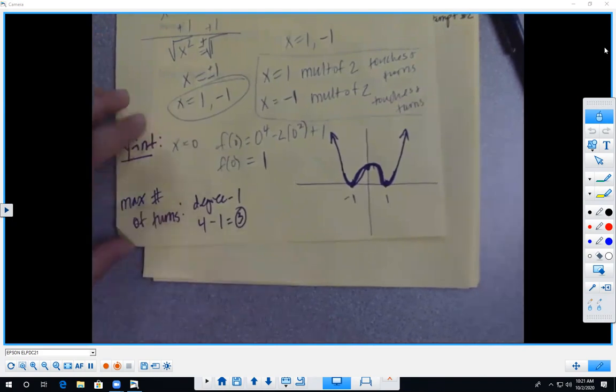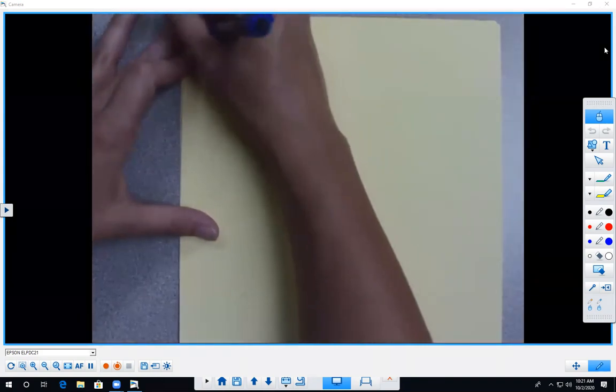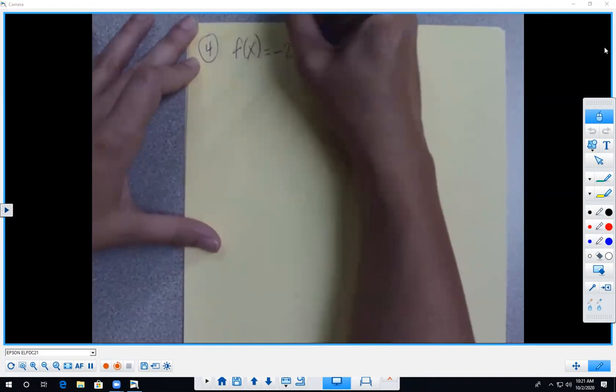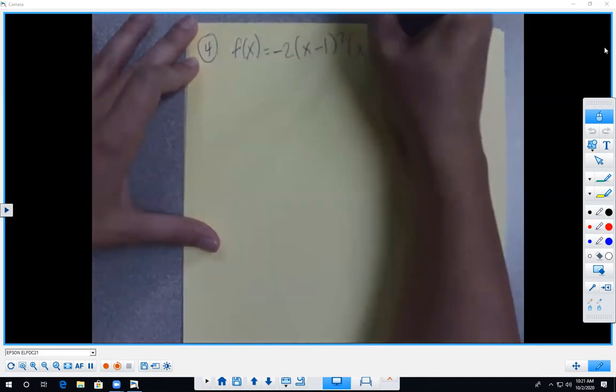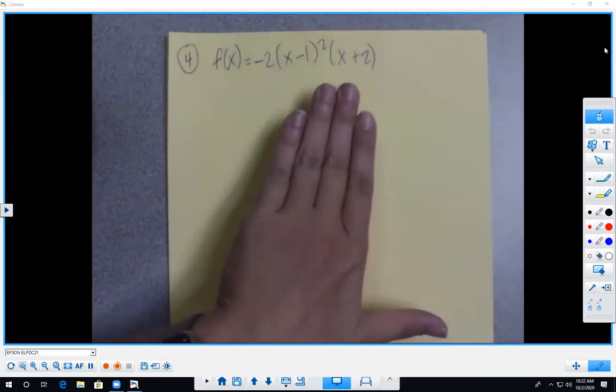Let's do another one. This is a good one: f of x equals -2 times (x minus 1) squared times (x plus 2). Okay, remember back when we were doing quadratics, we had two different forms, a general form and a standard form. Standard form was considered like vertex form. You could see the vertex on it. This is similar to the idea of vertex form.